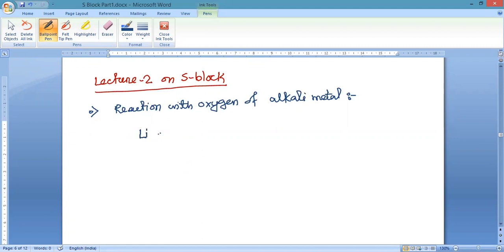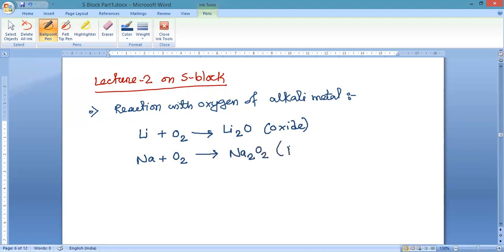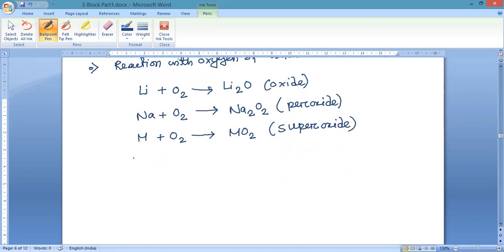Like lithium, अगर lithium ऑक्सीजन के साथ रिएक्शन करे तो it will form Li2O, that is oxide. Okay, but when sodium reacts with oxygen, it forms Na2O2. So this is peroxide, and the rest of the metals, like I'm writing here MO2, so they will form superoxide. तो M, यहाँ पे M कौन कौन है?